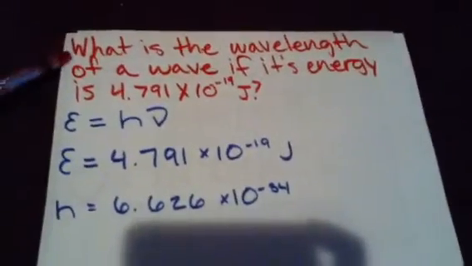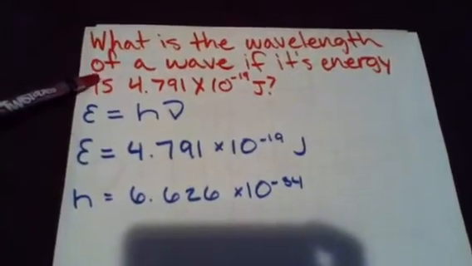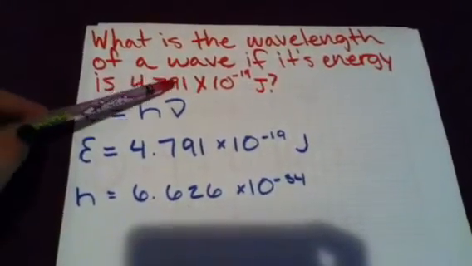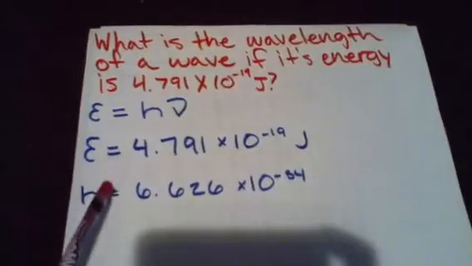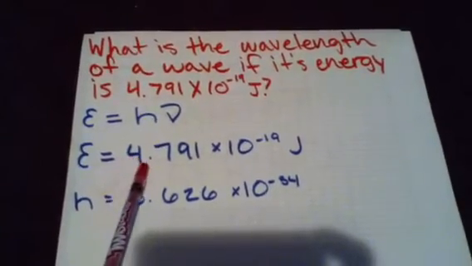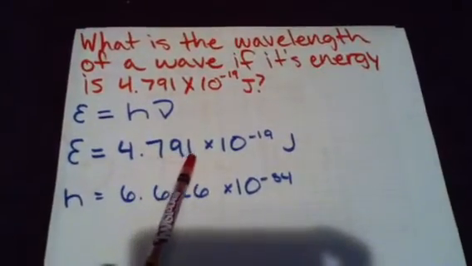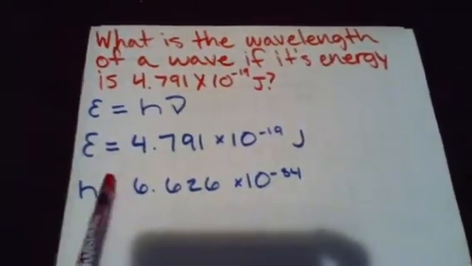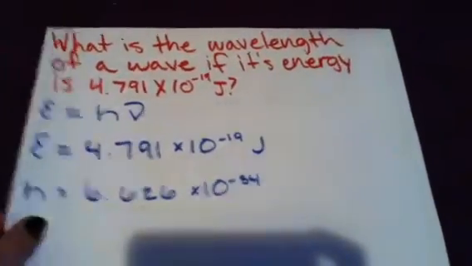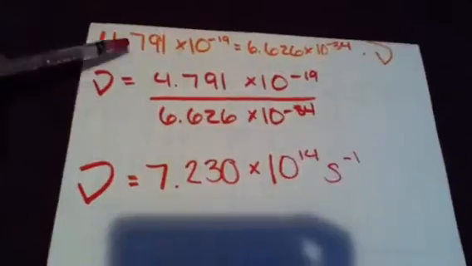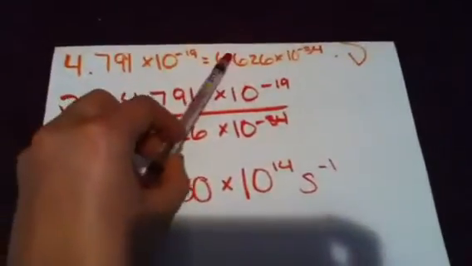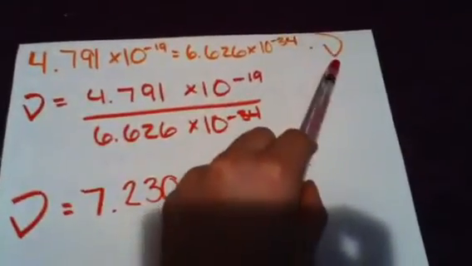Now, what is the wavelength of a wave if its energy is 4.791 times 10 to the negative 19th? E, which is the energy, is 4.791 times 10 to the negative 19th, and h is Planck's constant. To set this up, you put the energy over here, times Planck's constant, times the frequency.